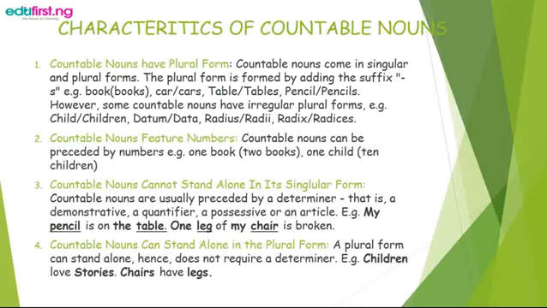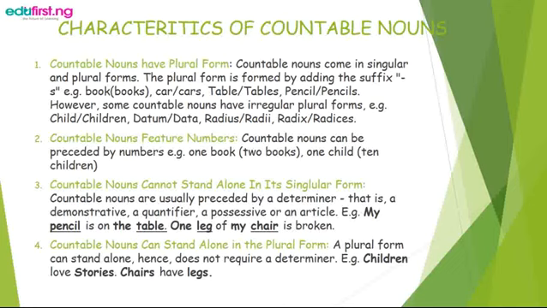1. Countable nouns have plural forms. Countable nouns come in singular and plural forms. The plural form is formed by adding the suffix s. Example: book, books, car, cars, table, tables, pencil, pencils. However, some countable nouns have irregular plural forms, e.g., child, children, datum, data, radius, radii, radix, radices.